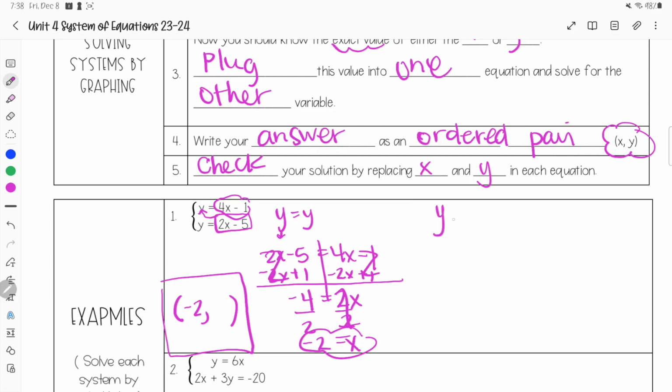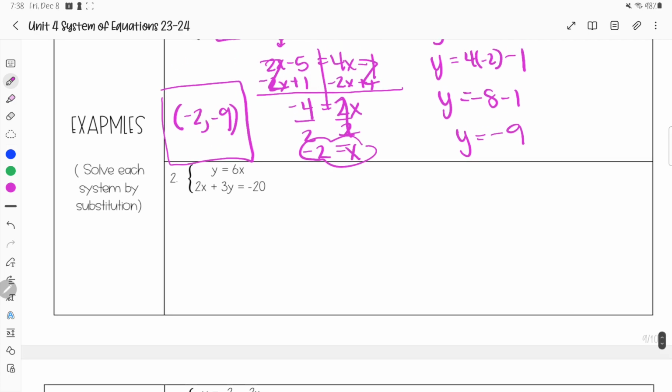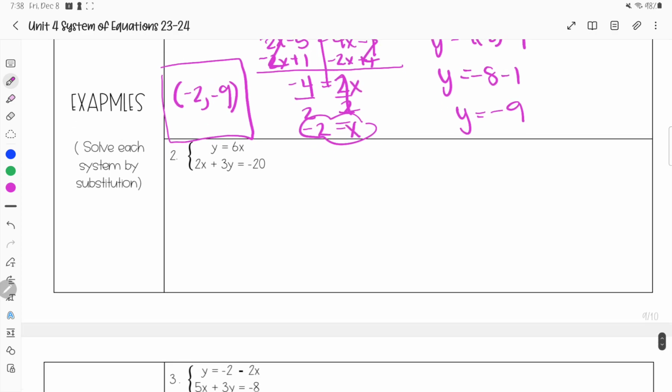I'm just going to take y equals 4x minus 1. We now know that x equals negative 2, so I'm going to replace x with that, and then I'm going to solve. So now I know y equals negative 9, and that would be my ordered pair. Now that we have that, we know that if we were to graph these two lines, they would cross at -2, -9. So now we're going to do the same thing for the next one.